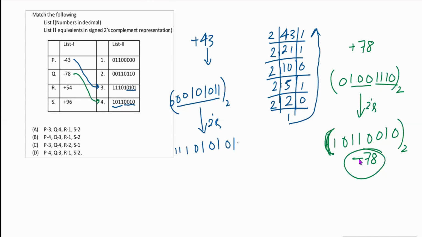Plus 54, no problem in that one. You can directly convert it into binary, and you will find that this is option number 2. Plus 96 also you can convert directly into binary, and this is your option 1. So from here you can see that option C is the correct one. P is 3, Q is 4, R is 2, S is 1. So this is our first question.